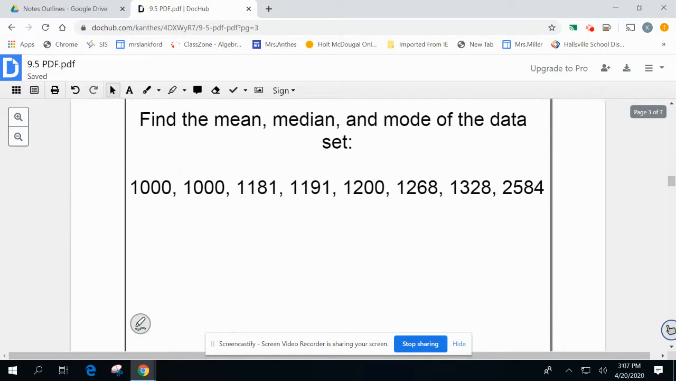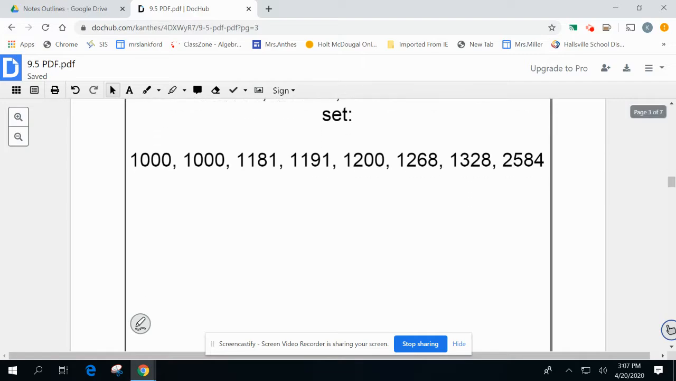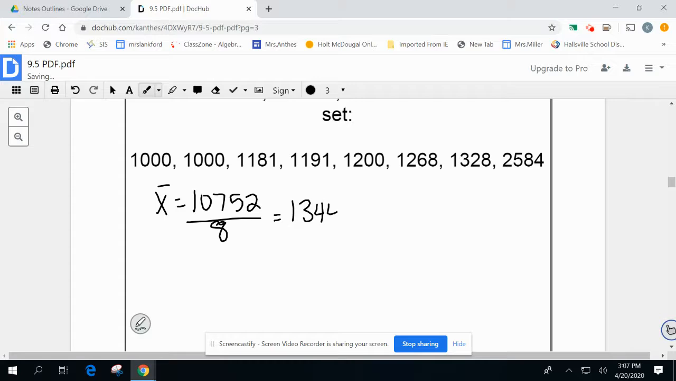Okay, you will do the same thing for this problem, and this should all be a review, so put these in order. Go ahead and pause, put it in order, and find the mean, median, and mode. So the mean, I get 10,752 divided by 8. So that's 1,344.